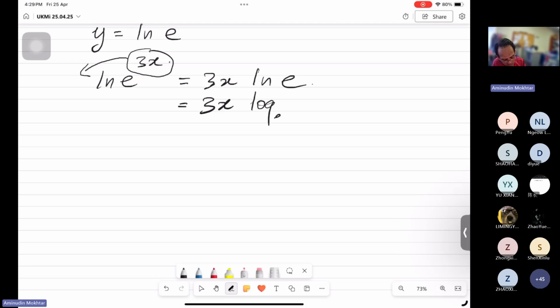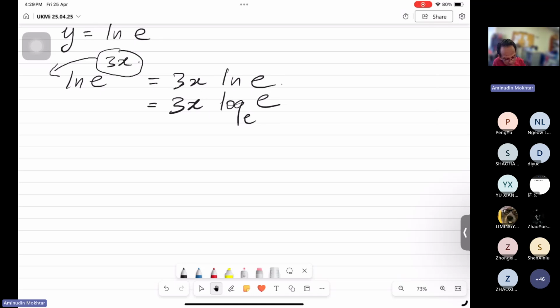3x ln e is log e of e. Okay, ln e is log e of e. So for any log, by these properties, when the base equals the value inside, this part always equals 1. So it is 3x times 1, equal to 3x. That's why, because in this equation we can apply the property of log.